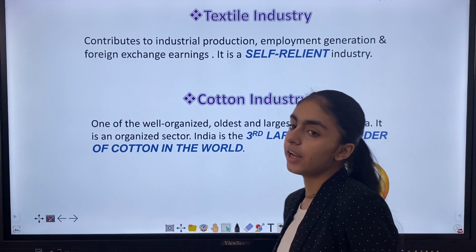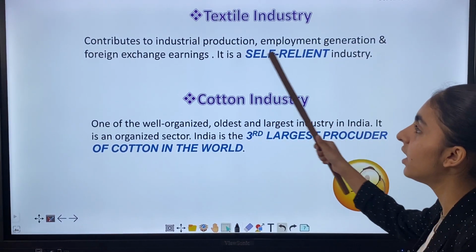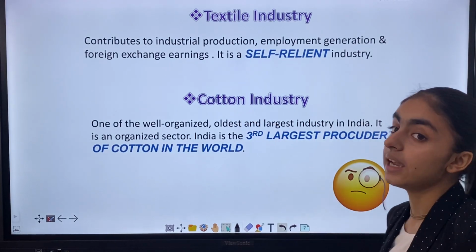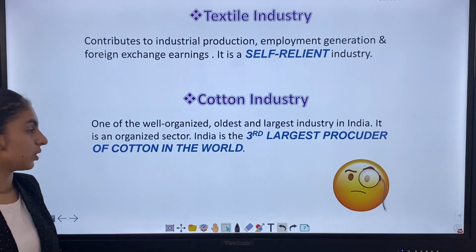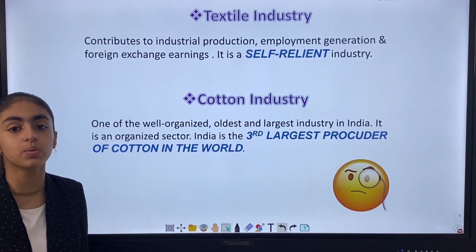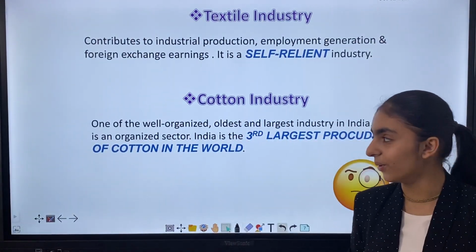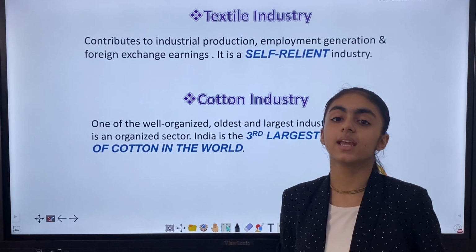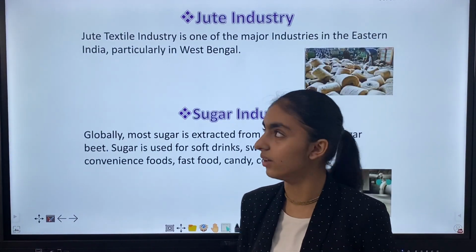Textile industry. It contributes to industrial production, employment generation and foreign exchange earning. It is a self-reliant industry. Next comes the cotton industry, one of the well-organized, oldest and largest industries in India. It is an organized sector. As we know, old is gold. We should all be proud to say that India is the third largest producer of cotton in the world.